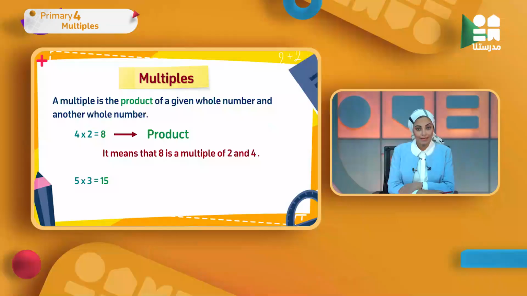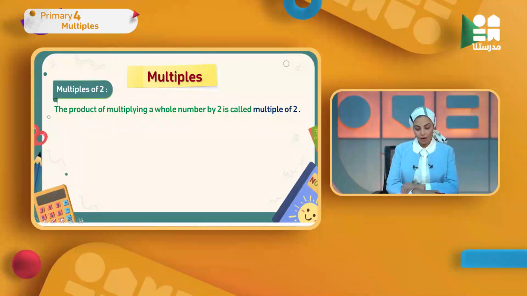Let's see another example. 5 multiplied by 3 equals what? Yes, 5 multiplied by 3 equals 15. So, it means that 15 is a multiple of 3 and also 15 is a multiple of 5. Now, can you tell me what are the multiples of 2? Do you remember the timetable? Multiples of 2 are the product of multiplying a whole number by 2.